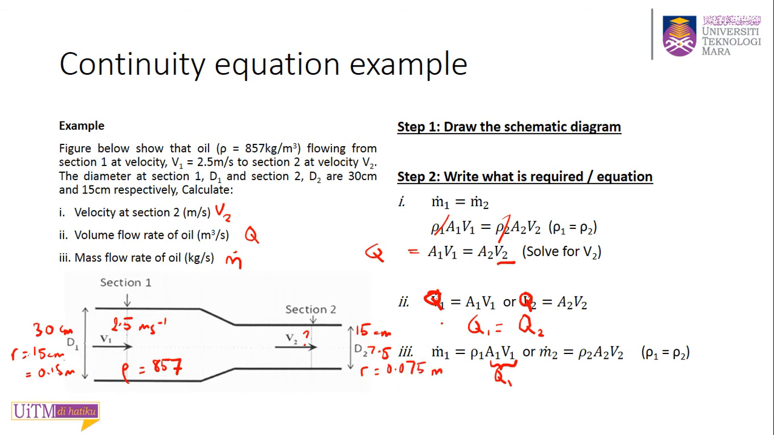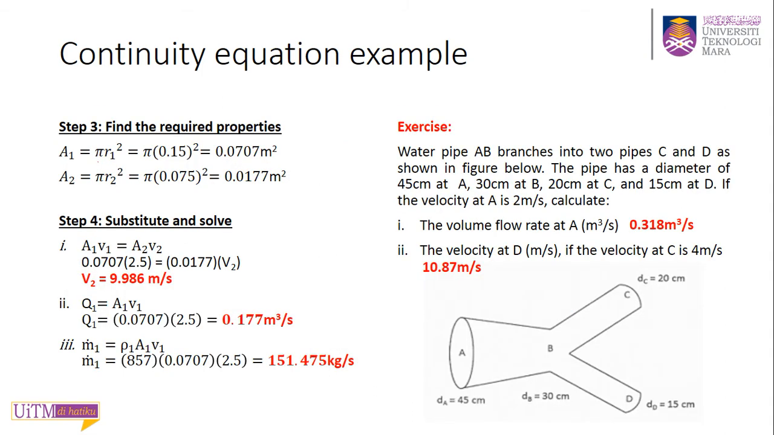Okay, so you can find your area, just pi r squared. You find your area 1, and you find your area 2. Then you just use your equation for volume flow rate, and you can find your velocity 2. That's what they ask you to find. The velocity at 2 is 9.986 meter per second.